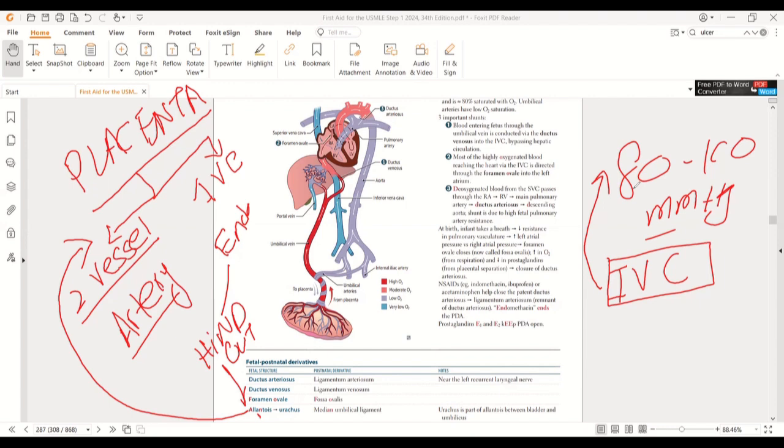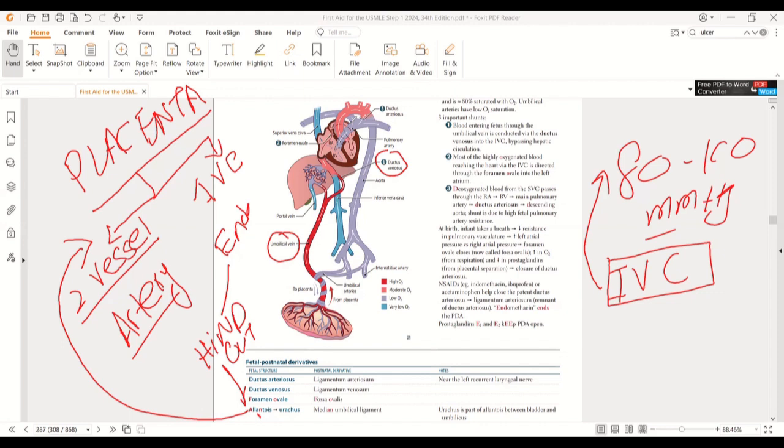Okay, so this umbilical vein that contains deoxygenated blood gives its blood to the inferior vena cava through the ductus venosus, and it may give some portion of the blood to the liver. Ultimately, the blood from the liver is also received by the inferior vena cava. So this inferior vena cava reaches the right atrium.